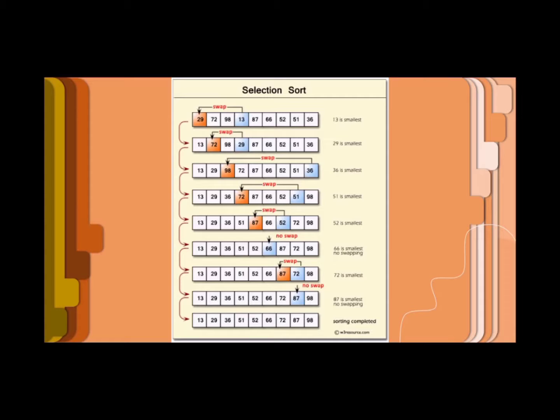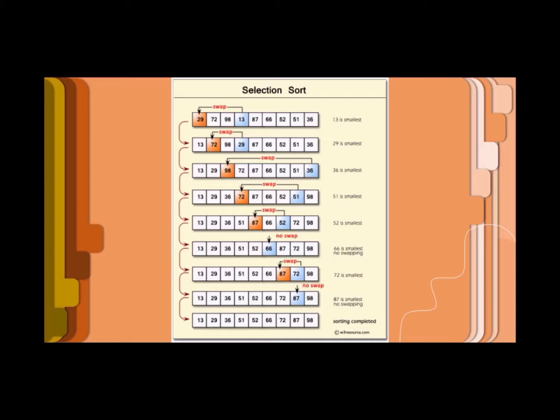How does selection sort work? Here is an example of selection sort. For the first position, which is 29, the first position in the sorted list, the whole list, so this is 36. It scans sequentially, looking for the lowest value, and swaps it with where 29 is placed.